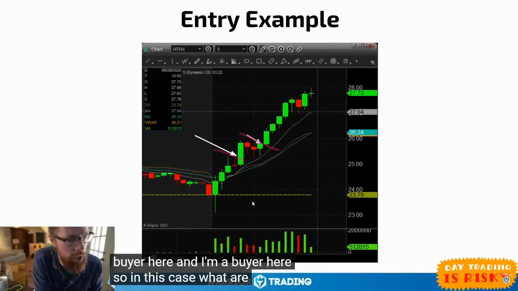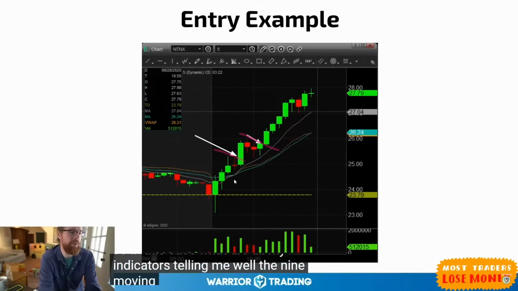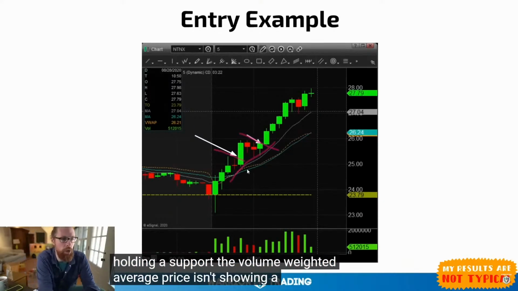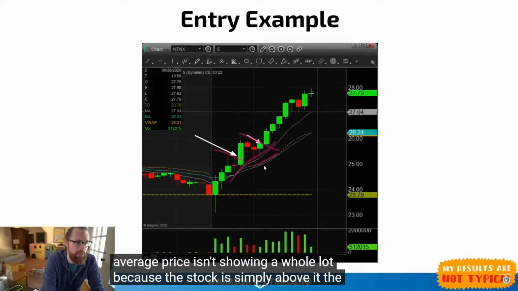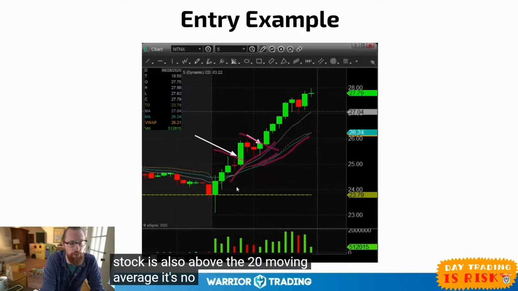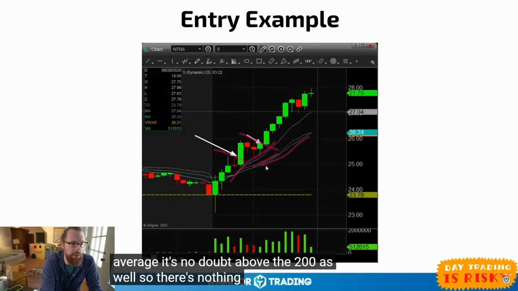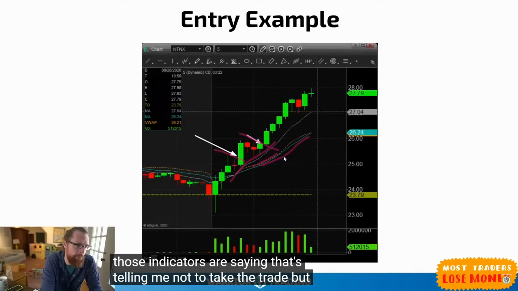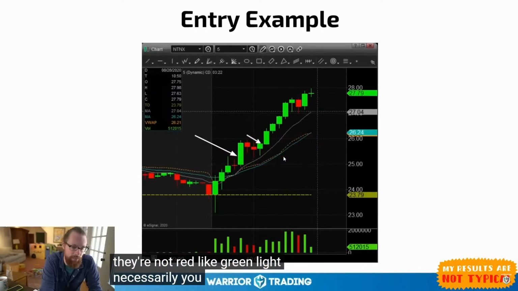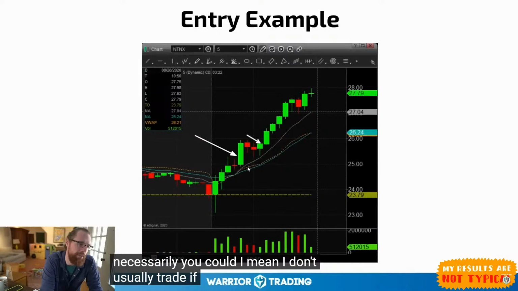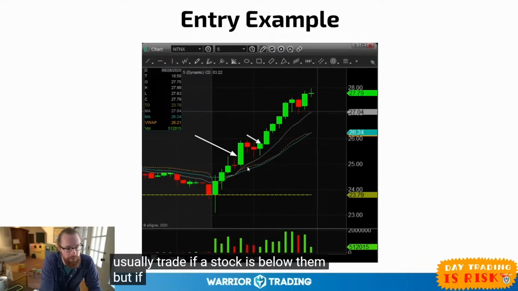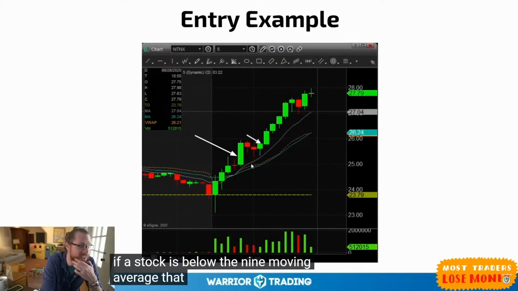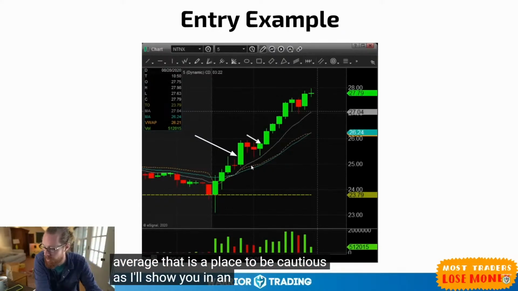So in this case, what are all my indicators telling me? Well, the 9 moving average is showing that it's holding as support. The volume weighted average price isn't showing a whole lot because the stock is simply above it. The stock is also above the 20 moving average. It's no doubt above the 200 as well. So there's nothing really that those indicators are saying that's telling me not to take the trade. But they're not red light, green light necessarily. I don't usually trade if a stock is below them. But if they're above them, then that's fine. If a stock is below the 9 moving average, that is a place to be cautious, as I'll show you in an example from today.